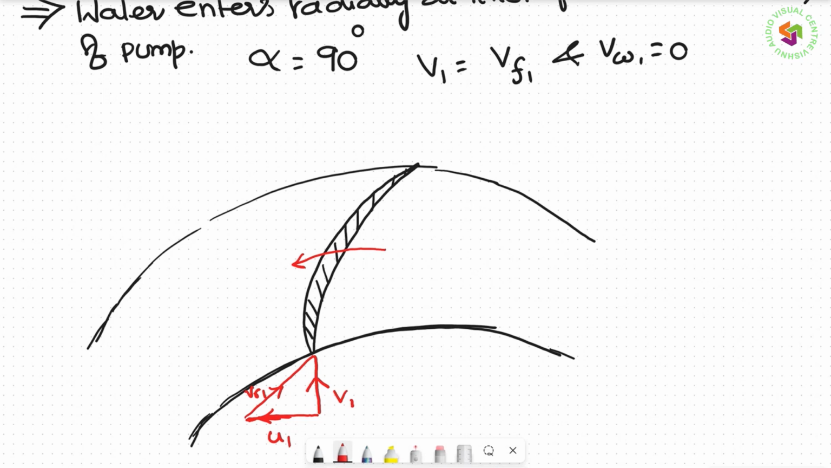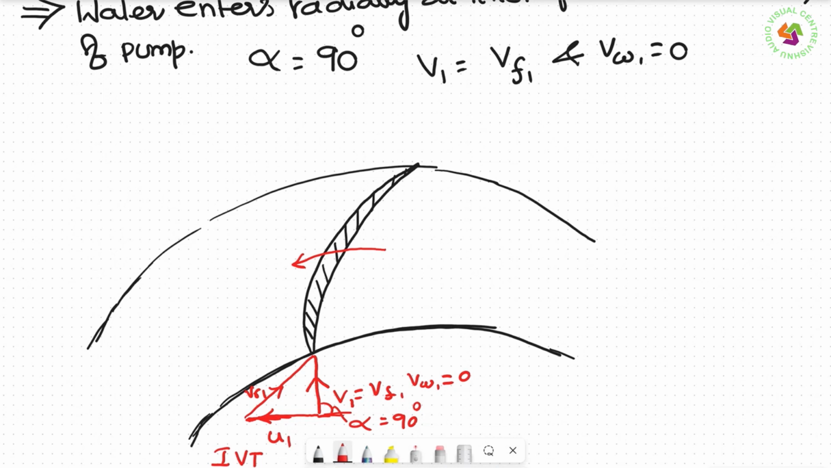If you remember, this is the outlet velocity triangle in the case of radially inward flow. But here it is radially outward flow. So that's why whatever we have drawn at the outlet has become the inlet velocity triangle. So naturally here this alpha is equal to 90 degrees. Therefore, V1 is equal to Vf1 and Vw1 is equal to 0. This is the inlet velocity triangle.